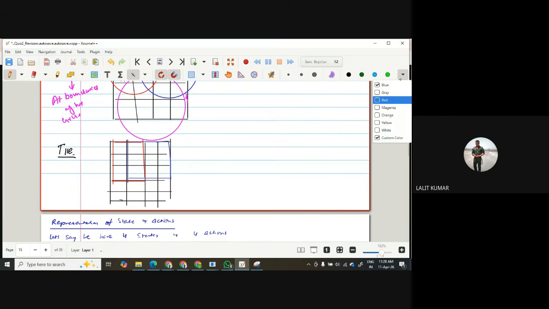There is another tile here. So every state will be at least covered by more than one tile. So that's how we solve this problem. Okay, so this is the tile method.